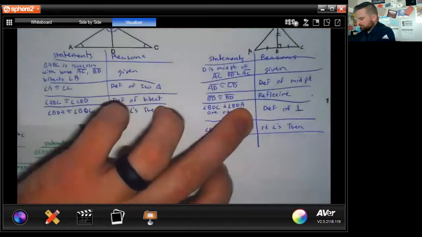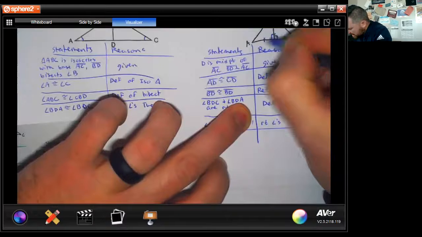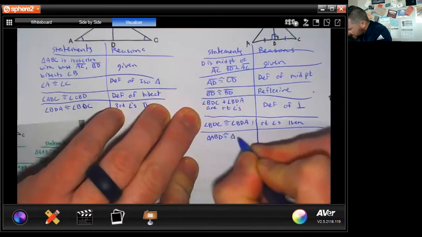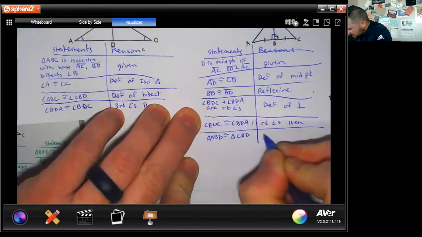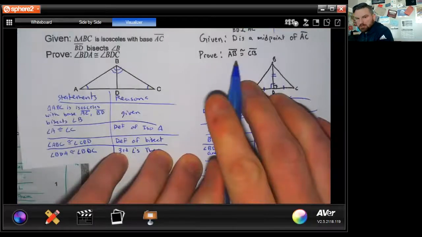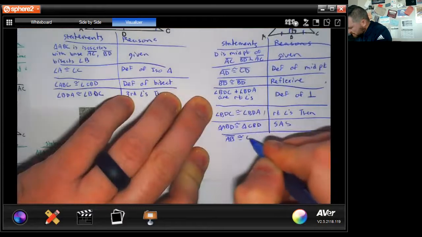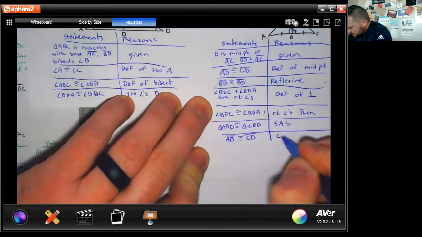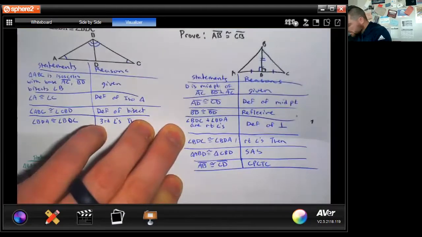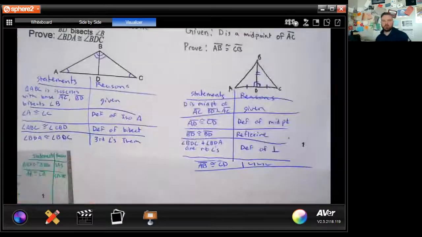Oh, sorry, you couldn't see that. So then these two are right angles and they're the same. You have side angle side. So you have triangle ABD congruent to triangle CBD. That was side angle side. And you're trying to prove that these two sides are congruent, which I can now. AB is congruent to CB. That is CPCTC. Okay, so these two triangles are congruent. Therefore, this side and all the other parts are congruent.